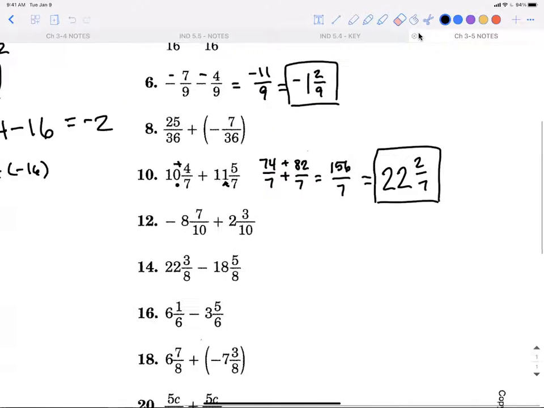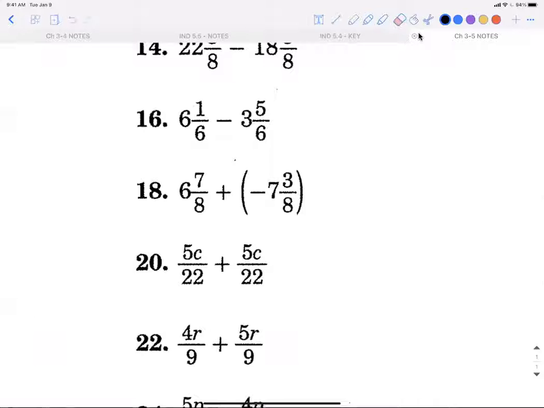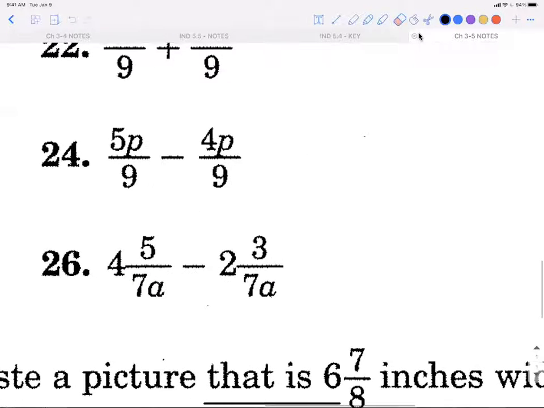All right. So one thing I want to throw out at you really quickly is what about when you have variables? Let's do these two right here, and then we'll move on.